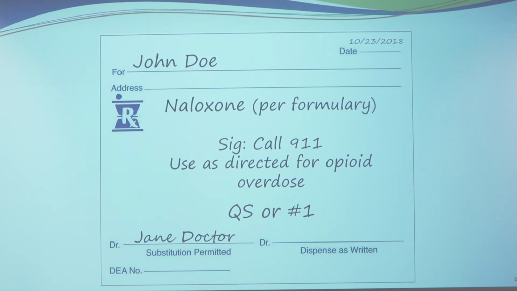Just write naloxone per formulary. That way, the pharmacist now knows that you're okay with whatever is covered on their insurance. Call 911. Uses directive overdose, and again, their software is typically going to plug in the complete instructions, or the pharmacist is as well, and then whatever the quantity is, or quantity 1, and then your name, and always be sure that you sign on the substitution allowed so that there's no confusion.